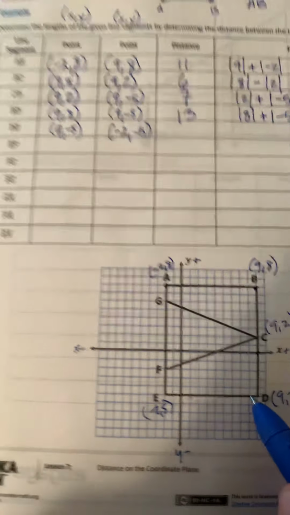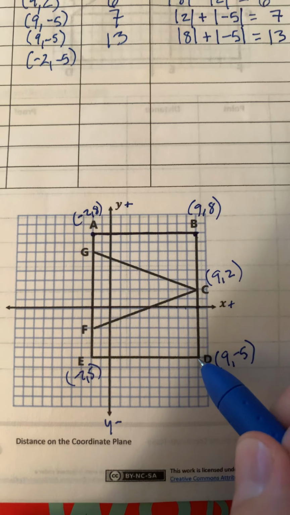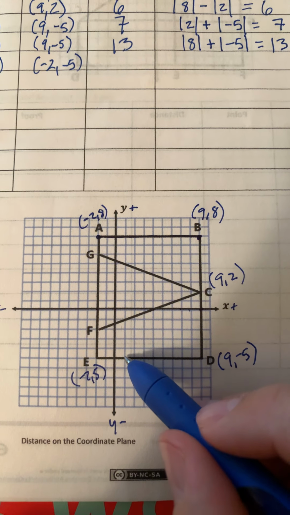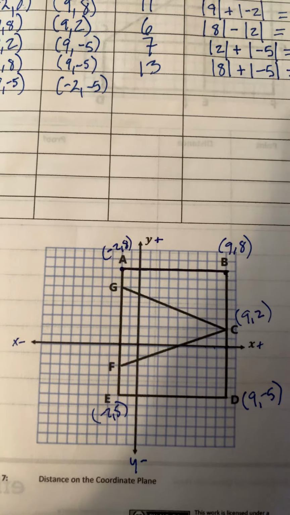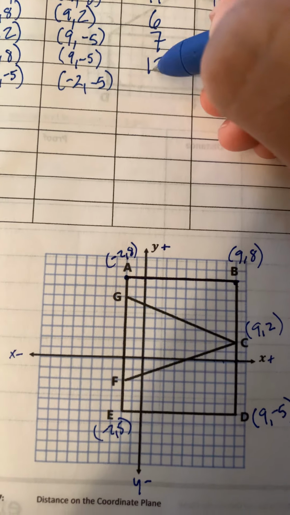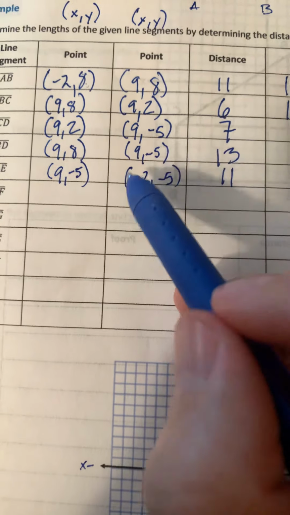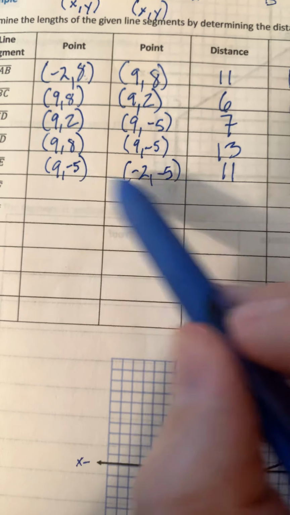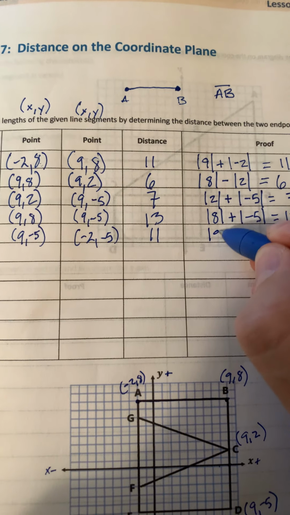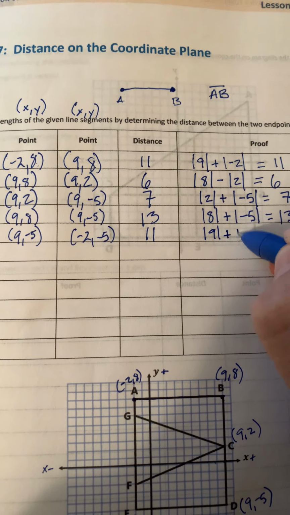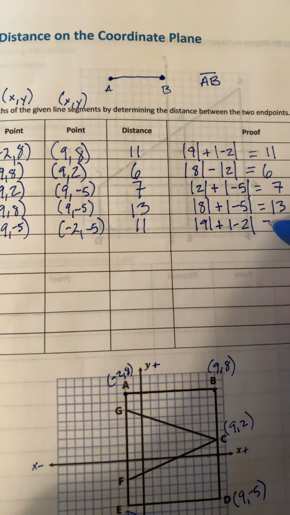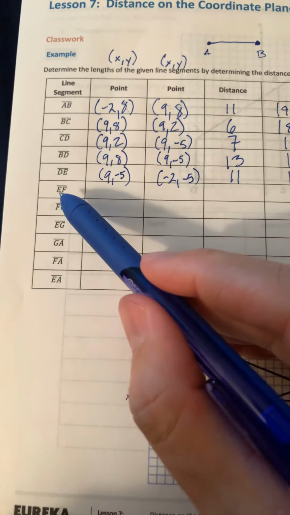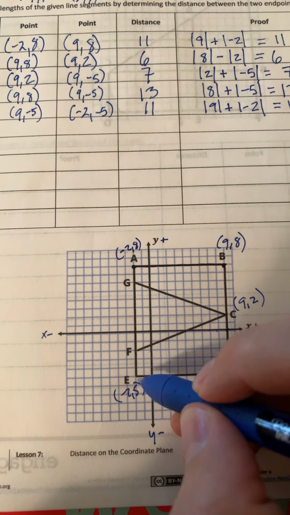So I'm going to count from D to E. 1, 2, 3, 4, 5, 6, 7, 8, 9, 10, 11. Okay. Now, if you notice, the y's are -5s. They stay the same. So the ones that we're going to work with are the 9 and the -2. So the absolute value of 9 plus the absolute value of -2. 9 plus 2 is 11.